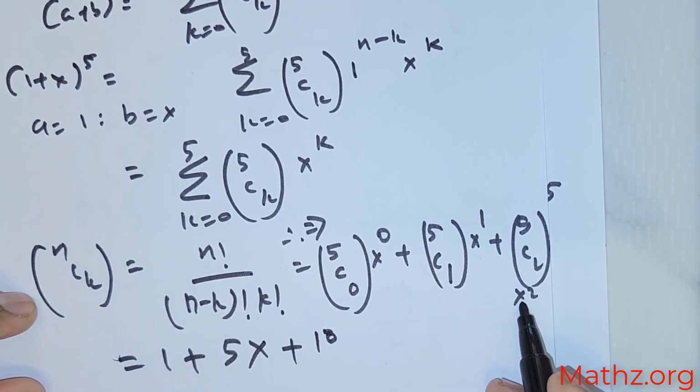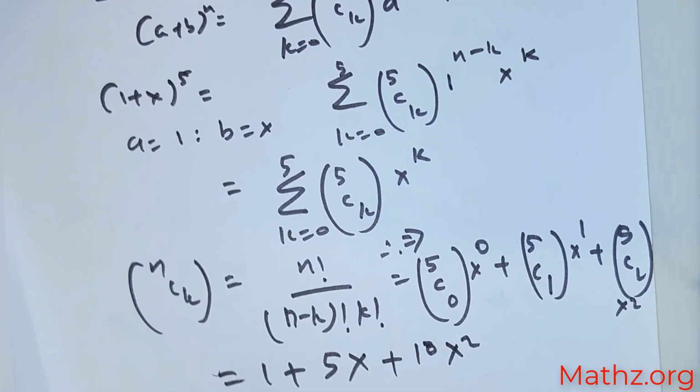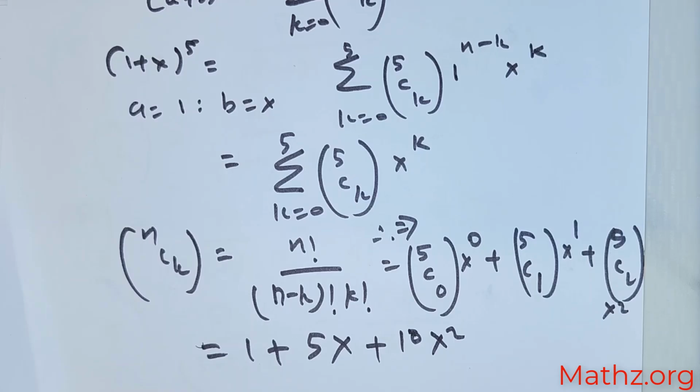Now as I mentioned to you, this is x raised to the power of 2. So this is what you have got. So these are the first 3 terms. Now what we have to do is move to the next term.